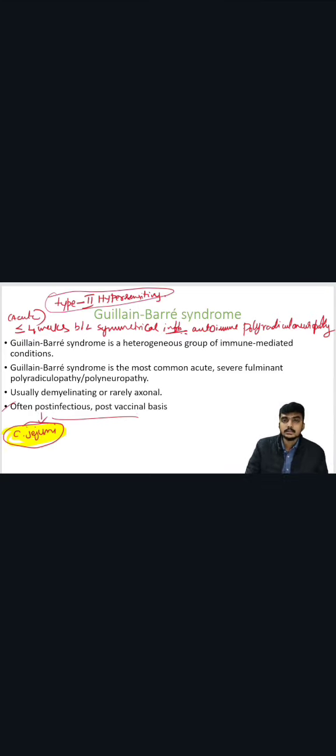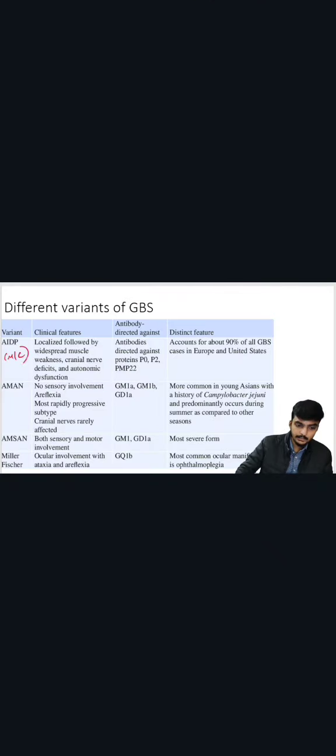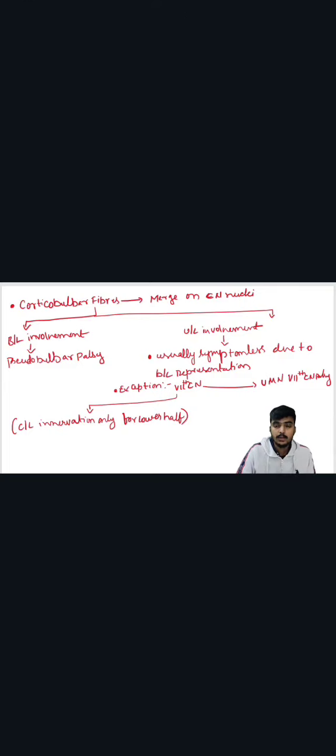So Campylobacter jejuni has some kind of a protein which is similar to a myelin protein. Myelin is a neuronal protein which is present in the neurons of the human being, right? AIDP: the most common, around 90 to 95% of cases, are AIDP. What I mean by AIDP is acute inflammatory demyelinating polyradiculoneuropathy. Of this session of upper and lower motor neuron.